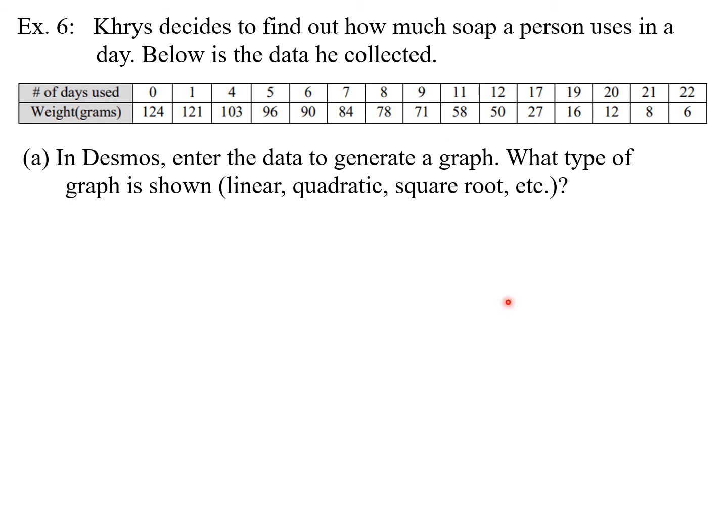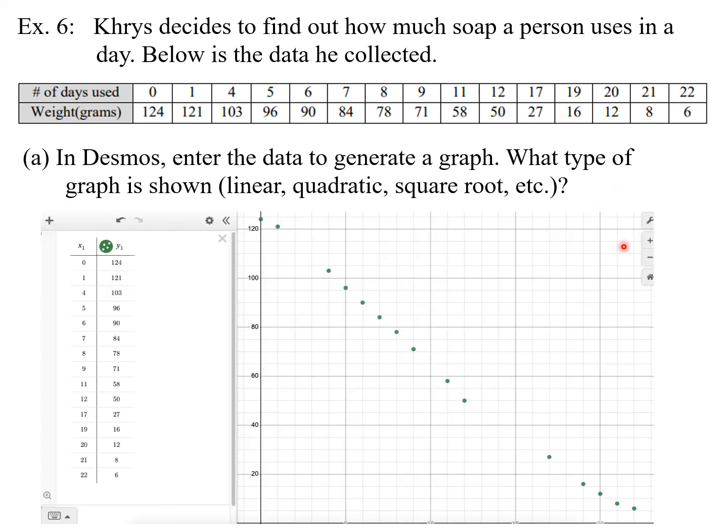Okay, last example. Chris decides to find out how much soap a person uses in a day. So he collected this data, and entering the data in Desmos in table form, I came up with this. This is what I obtained when I graphed it. And what type of graph is shown? This expression looks linear. This is a linear expression.